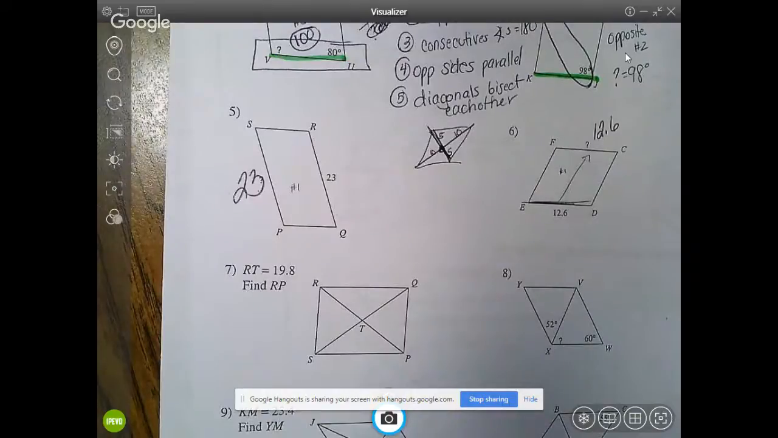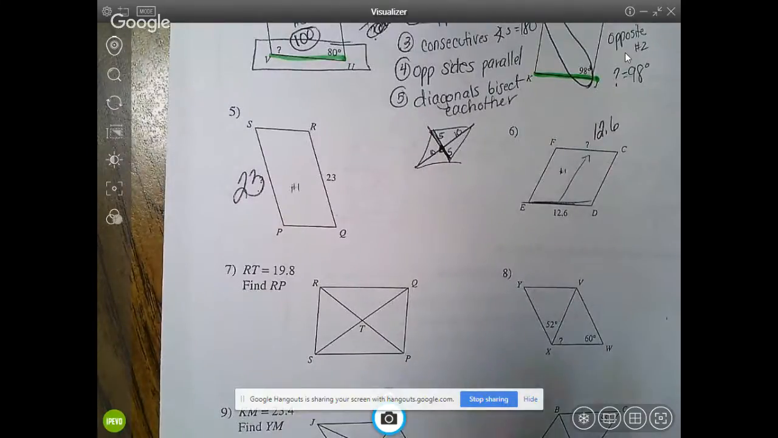I'm writing them because if you do have to do a proof, and there are proofs on your test, there's parallelogram proofs, you'll need to say opposite sides are equal or opposite angles are congruent. And you'll see that when we get further on in the packet, like I think page 13. Ma'am, that's because number 3 is a consecutive. You said it right. Correct.